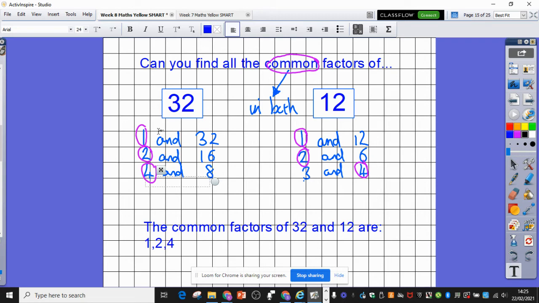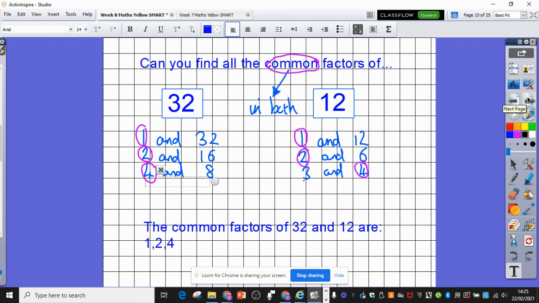So then I go through and look at 32 and look for the common factors in both. So 1 appears in the 12 times, 2 appears in the 12 times. There isn't a 3, so 4 appears. There's 8, no. 16, no. 32, no. Now, I knew they wouldn't anyway because they're both bigger than 12. Okay, so the final thing here is that you list your answer. The common factors of 32 and 12 are 1, 2, and 4, and that is my answer.